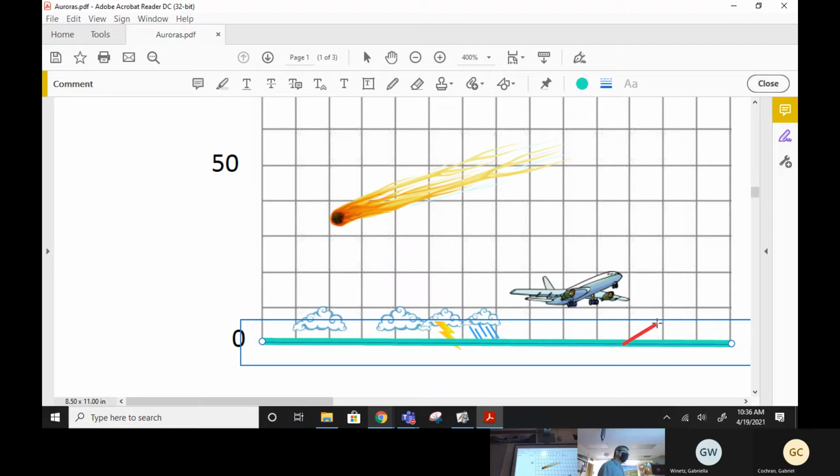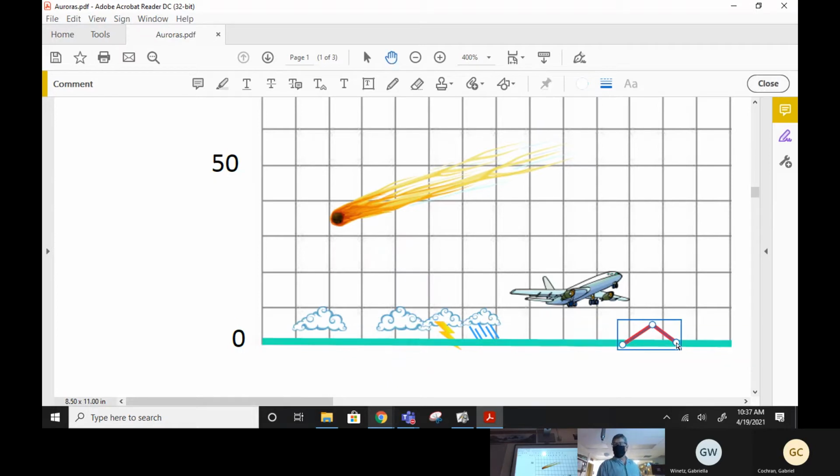Now remember that this first line, can you tell that that's 10 miles high right there? Since this is 50, 40, 30, 20, 10, and 0. Every line is 10 miles. The mountain is only 5 miles high, so I want to put it about halfway up. I'm going to click there, and then I'm going to click down here, and if I double click, my mountain will be done.